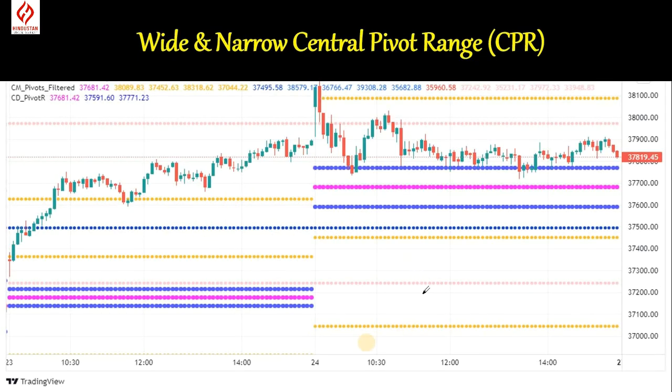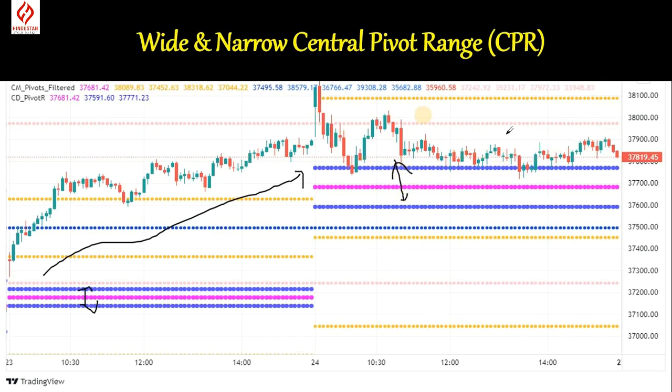See, this is the Nifty spot chart. On the 23rd, you can see a narrow CPR. There is a small gap between the top CPR and the bottom CPR, and the market opens somewhere around here. It keeps going. There is an uptrend, a trending day, right? And here there is a wide CPR that you can see, right?